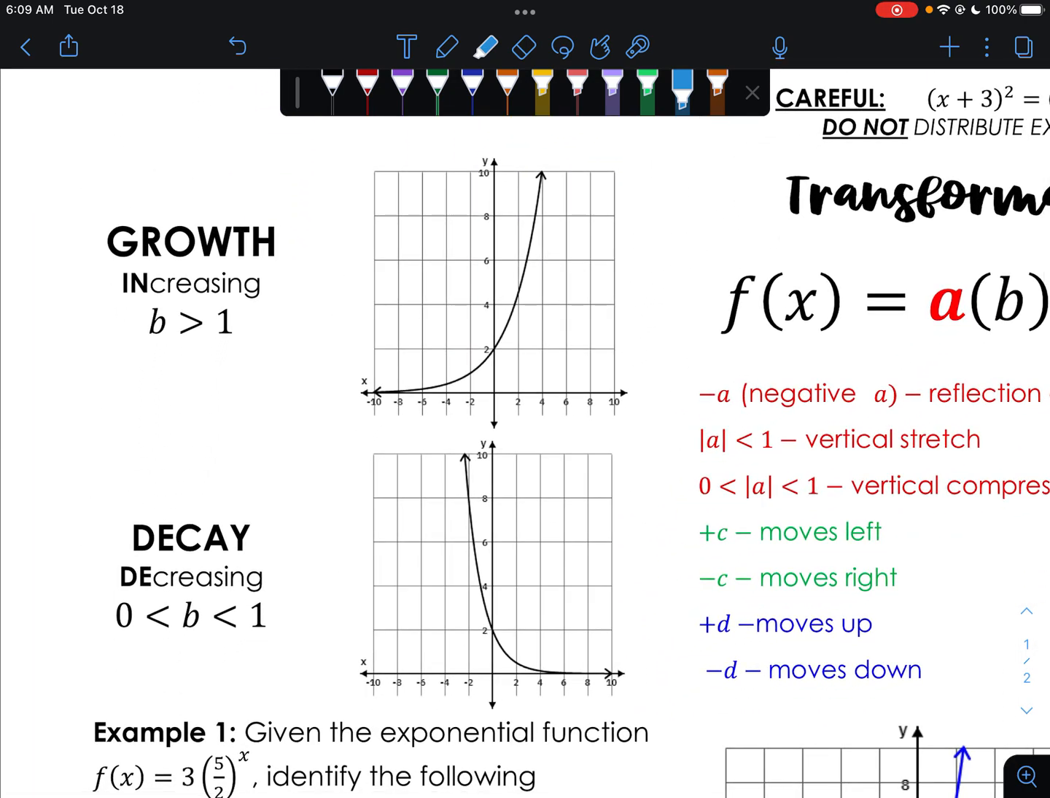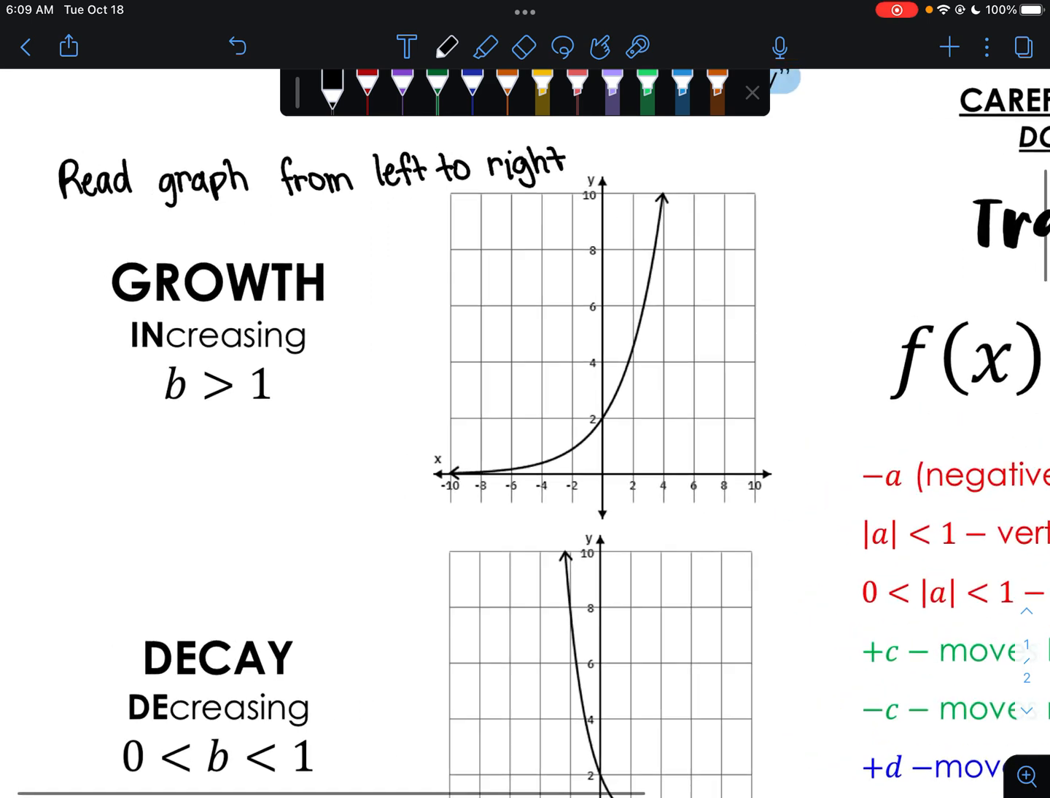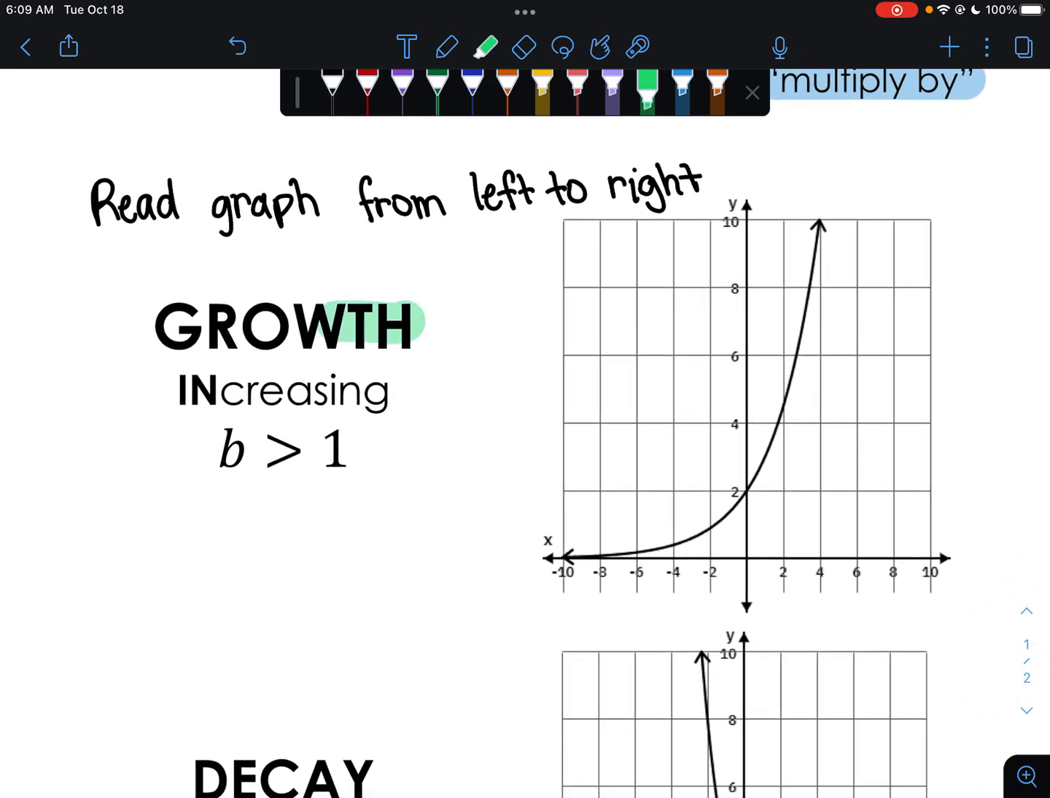Now we have to talk about growth and decay. So when we are talking about growth and decay, we have to make sure that we read our graph from left to right. So let's go ahead and write that out. Okay, so if we're looking at growth, our growth, that means our graph is increasing from left to right. So from left to right, it is going up, which is also known as increasing.